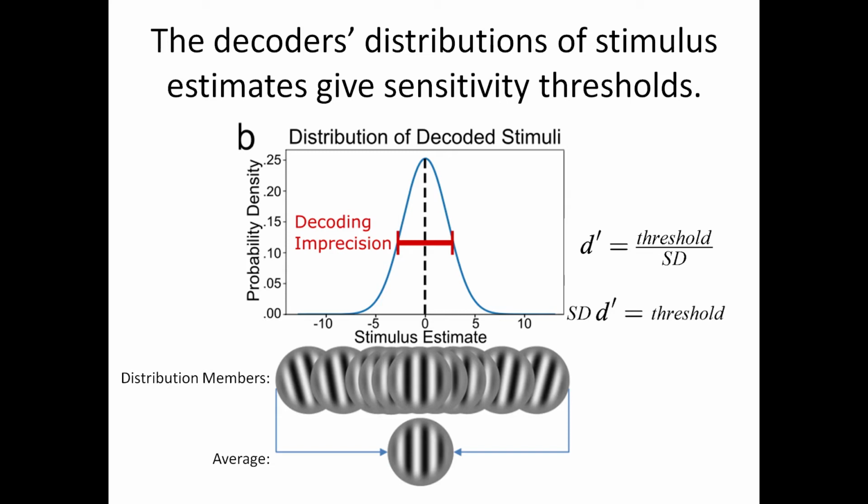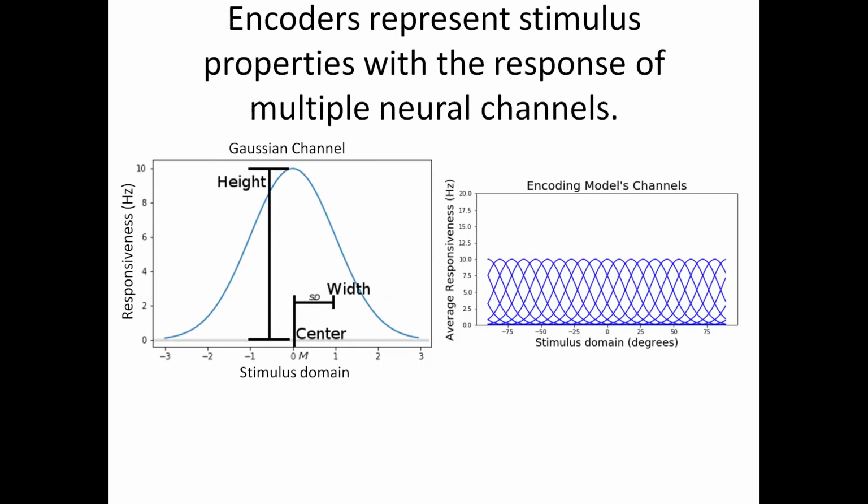So then, what encoder channel properties did we modify? For all of our encoders, we represent channels' tuning functions with Gaussian curves, which have three properties: the height, width, and center. The height represents the channel's maximum responsiveness. The width, which is in standard deviations, represents the channel's coverage. The center represents the channel's preferred stimulus.